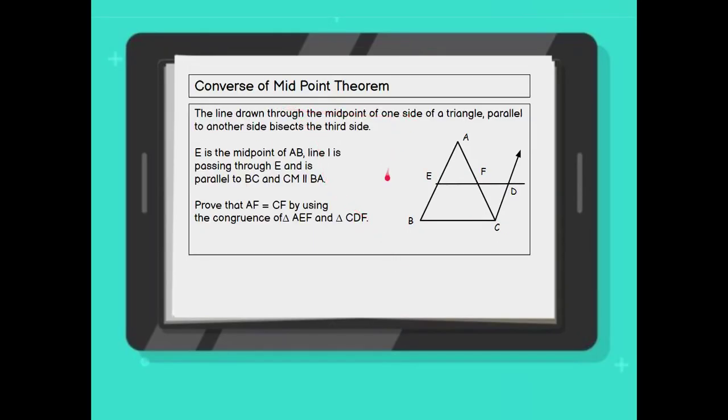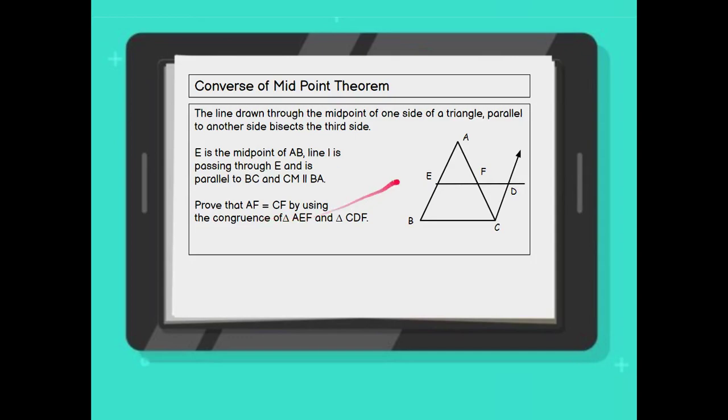This is the converse of the midpoint theorem. The line drawn through the midpoint of one side of a triangle parallel to another side bisects the third side. So here E is the midpoint of AB. Line L is passing through E and is parallel to BC. Yes, ED is parallel to BC. Here it is given. And construction again we have done, CD parallel to AB. We have to prove that AF is equal to CF.